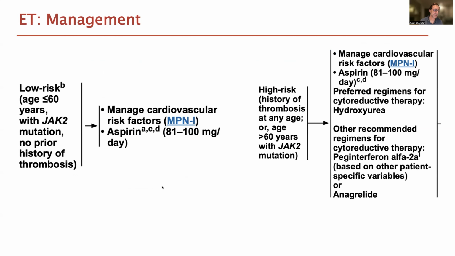So if a patient has ET and they're young with just a JAK2 mutation, you can get away with just aspirin and managing their risk factors. But if they are older with JAK2 or have other high-risk factors, you would consider cytoreductive treatment. The preferred agent is Hydrea, but you can use pegylated interferon, although it's not FDA approved for ET. It's only FDA approved for PV. So sometimes it's hard to get paid for, but oftentimes insurances will, in certain situations, pay for it, or there's anagrelide.